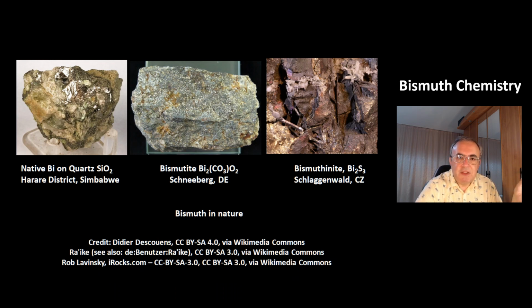These are 3 examples of bismuth in nature. At the left, that's native bismuth on quartz from the Harare district in Zimbabwe. In the middle, that's bismutite, which is bismuth carbonate oxide from Schneeberg in Germany. And at the right, that's bismuthinite, which is bismuth sulfide from Schlagenwald in Czech Republic.